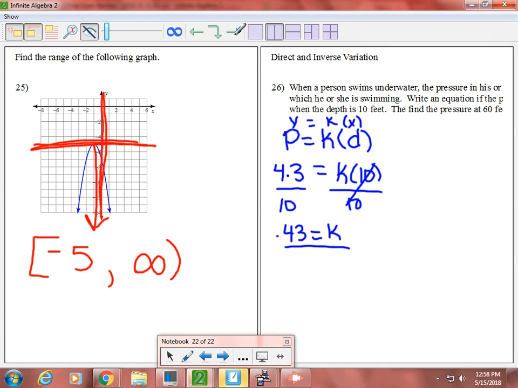Part 2 says find the pressure when we're at 60 feet. So what is P when we are at 60 feet? So just plug that into your calculator, and your pressure is going to be 25.8.